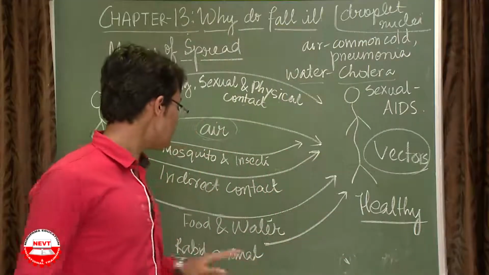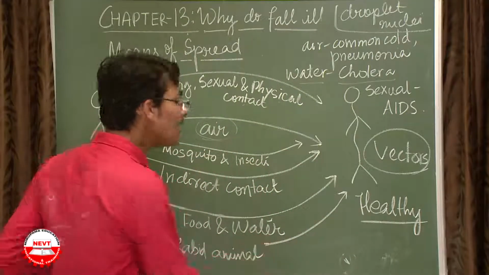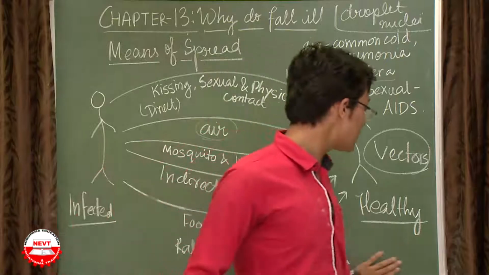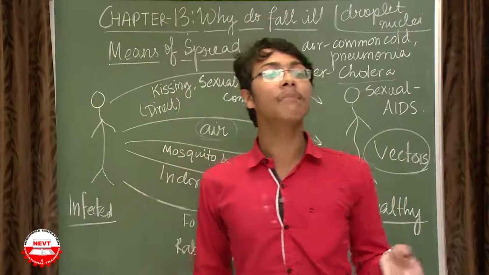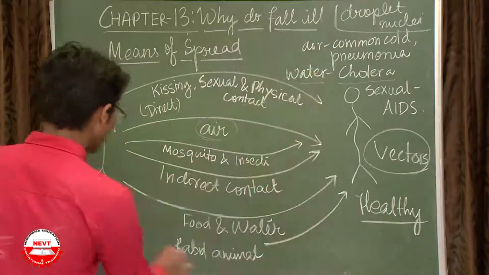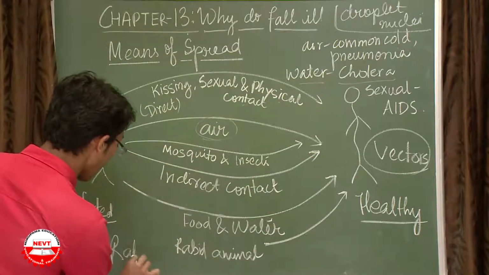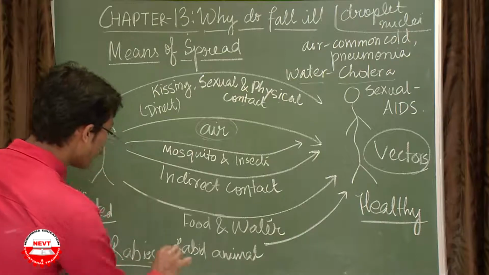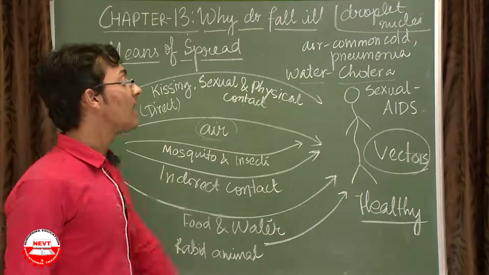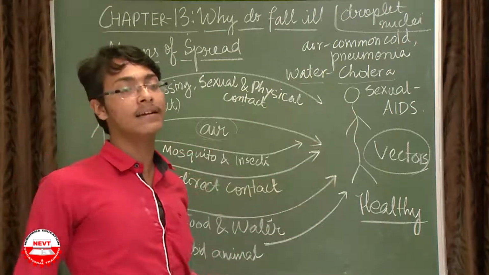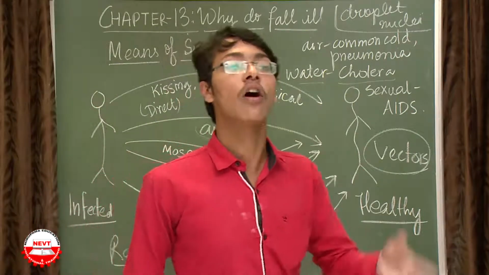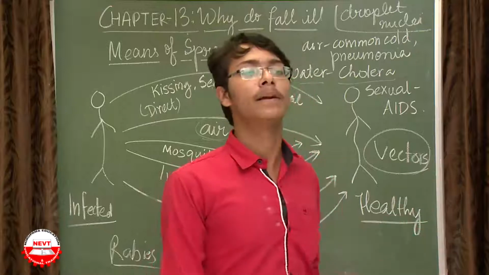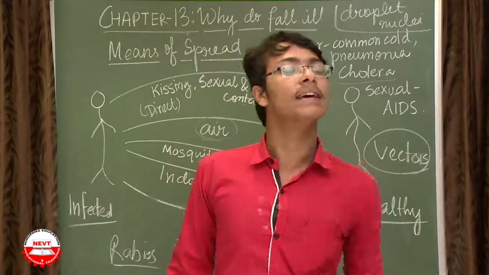And the last point is rabid animals. The biggest example of rabid animals is dogs. The dogs can be infected by the disease called rabies. And if the rabid dog bites a healthy individual, then there is a full chance that the healthy individual may get affected by that particular disease, that is rabies.